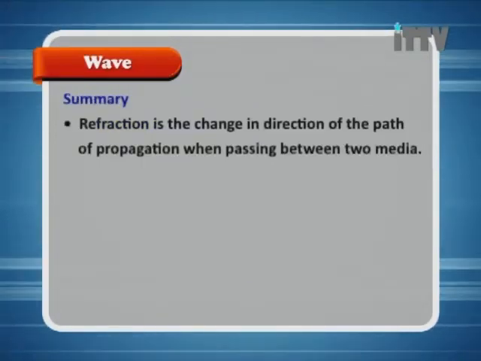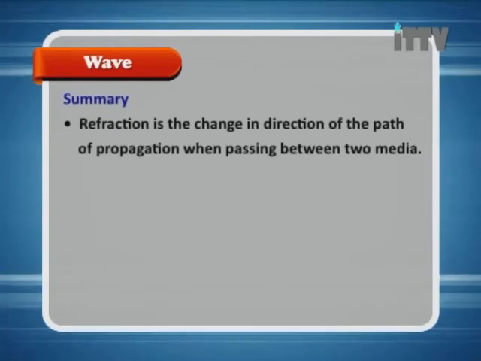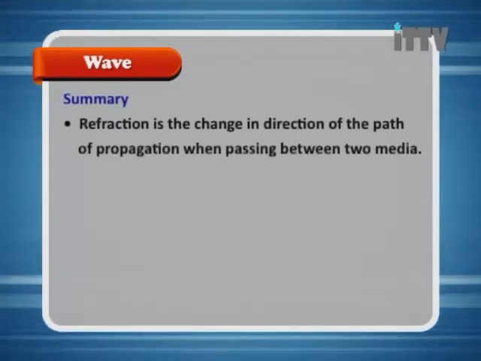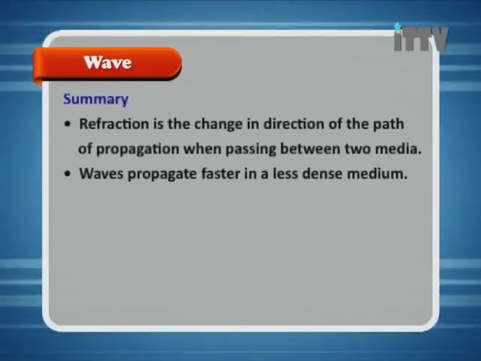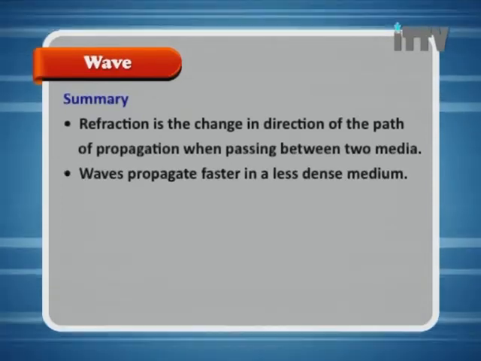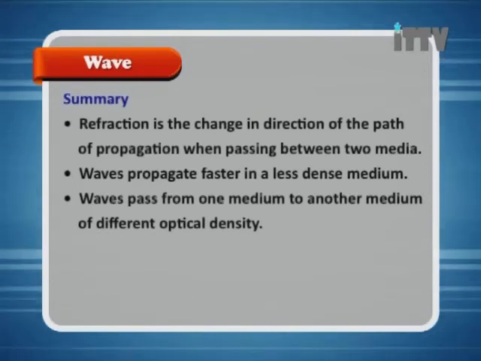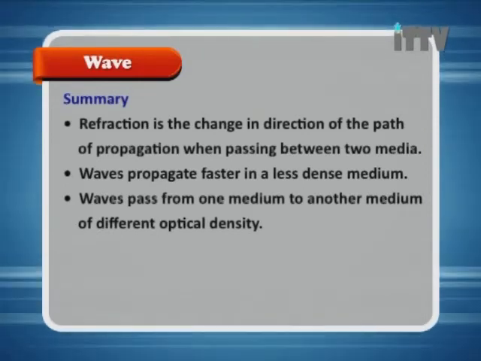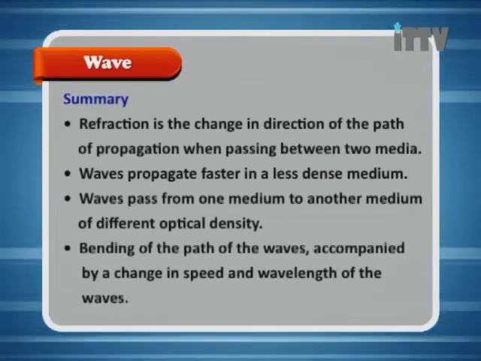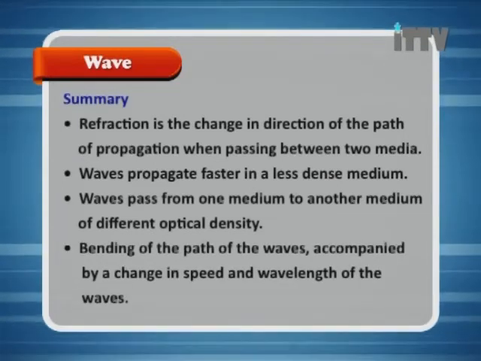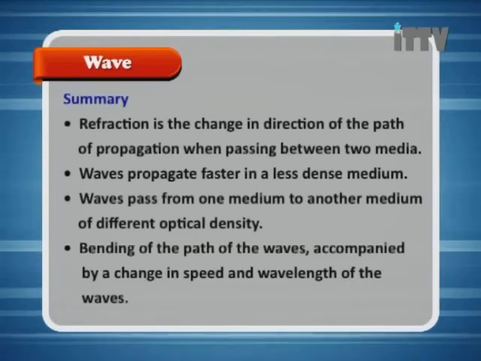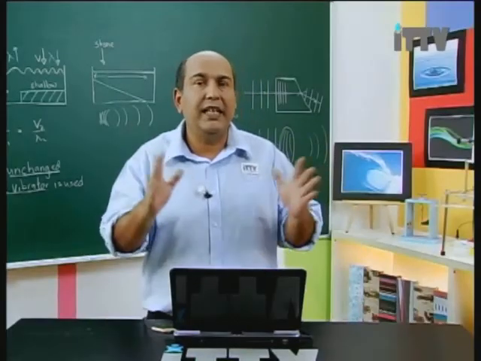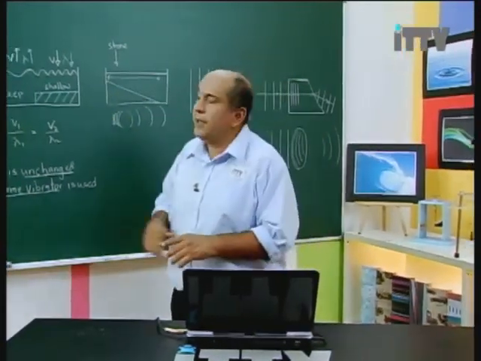Summary: refraction is the change in direction of the path of propagation when passing between two media. Waves propagate faster in less dense medium. Waves pass from one medium to another medium of different optical density. Bending of the path of the waves is accompanied by a change in speed and wavelength of the waves. Remember the key that we did up here.